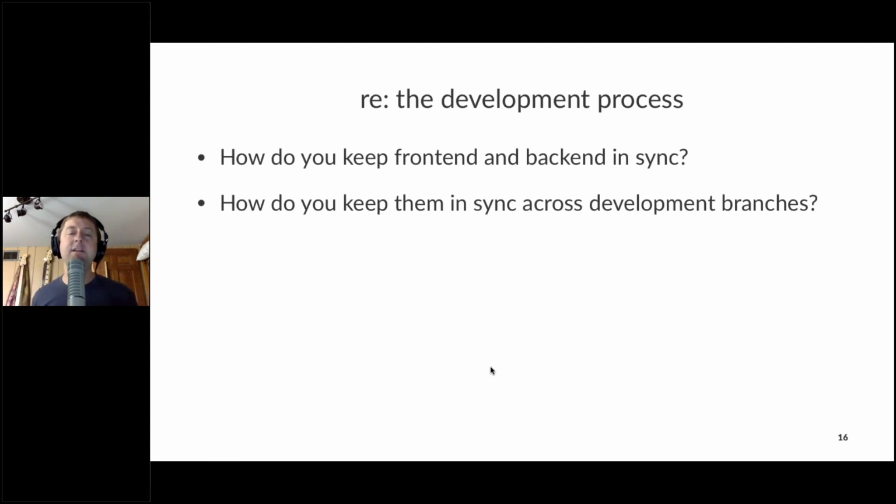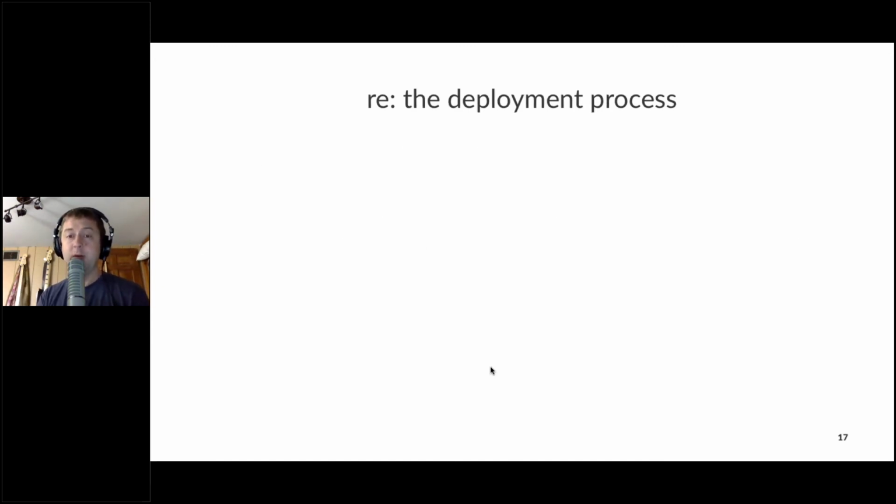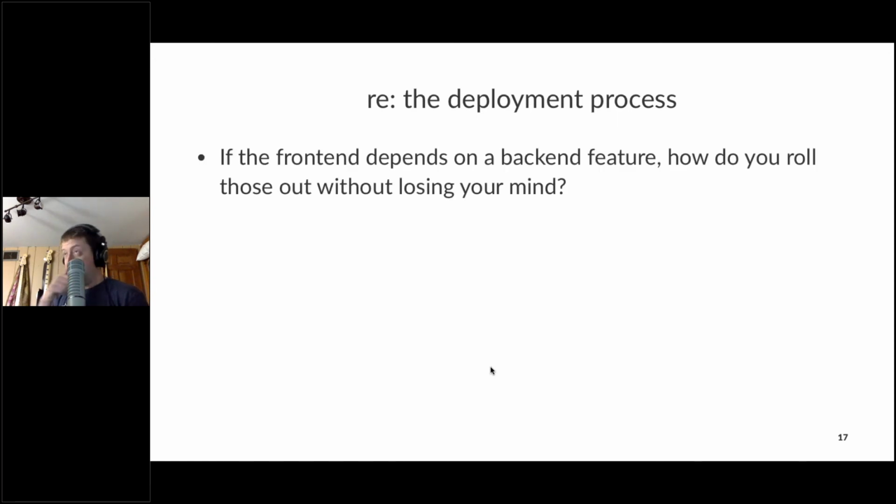There are many details that start to spider out once you have two things that you have to babysit in order to move the appearance of one thing forward. Like I said a minute ago, what if the front end depends on a backend feature change? You now have to deal with two different applications' development processes working together, being deployed efficiently. And that brings me to my next point, which is the development process.